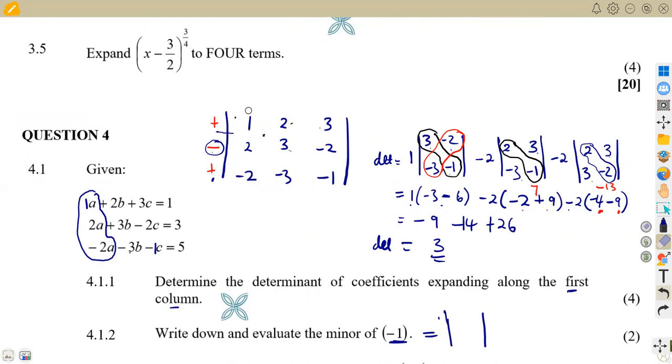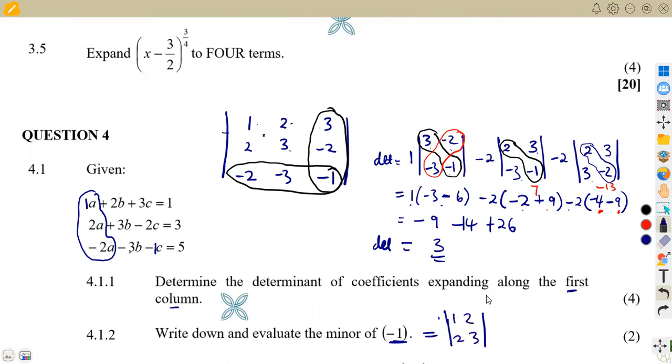Remember, this was the format that we had before. This one does not work for now if you're dealing with a minor. A minor is just a determinant that you find by closing the row and the column where we have minus 1. So we close the row for minus 1, and we also close the column where we have minus 1. We remain with 1, 2, 2, 3. Find the determinant just like what we did there.